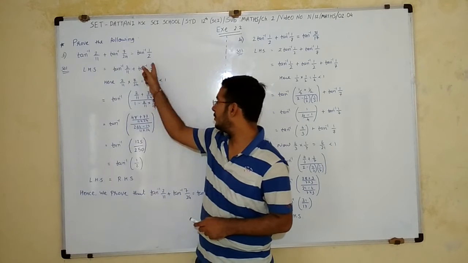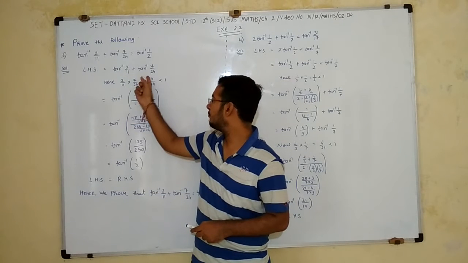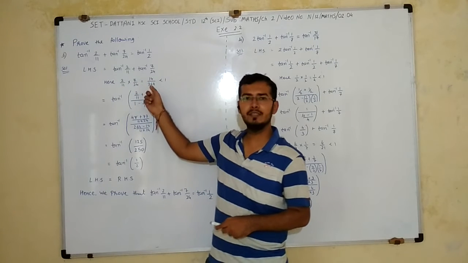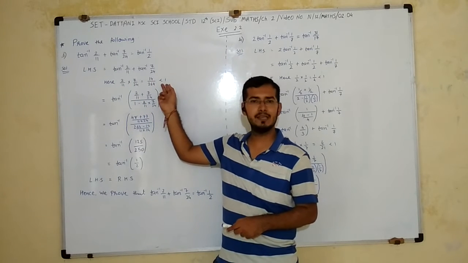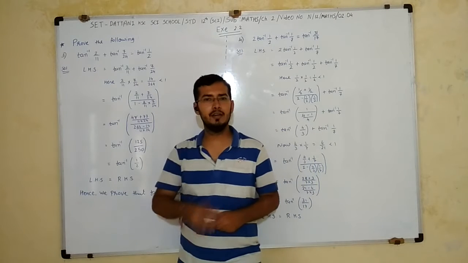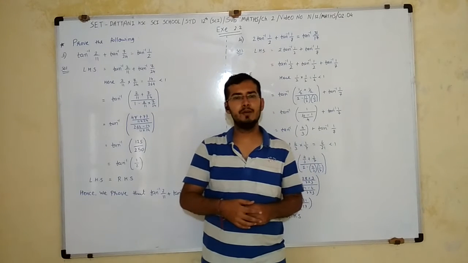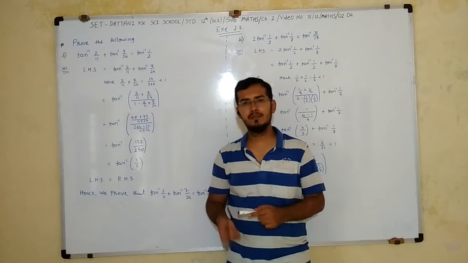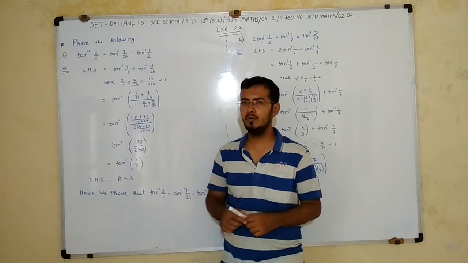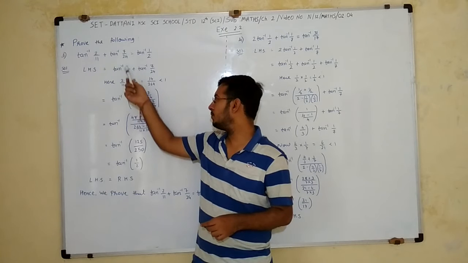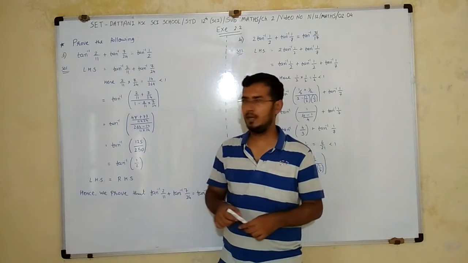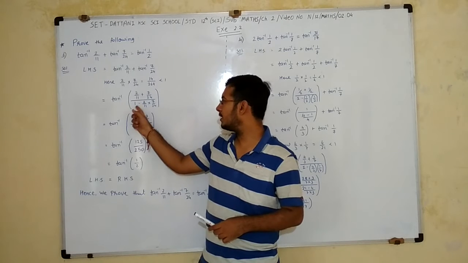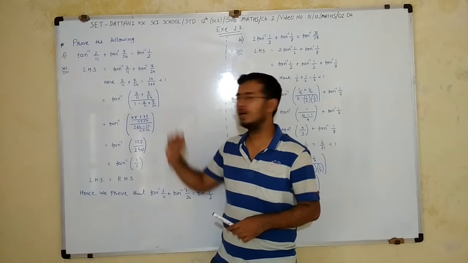So 2/11 into 7/24. 7 twos are 14 and 24 into 11 is 264. It means here the denominator is greater than the numerator, so it is always less than 1. We know that if xy is less than 1, the formula is tan inverse x plus tan inverse y is equal to tan inverse of (x plus y) upon (1 minus x into y). Here x is 2/11 and y is 7/24. So tan inverse of (2/11 plus 7/24) upon (1 minus 2/11 into 7/24).